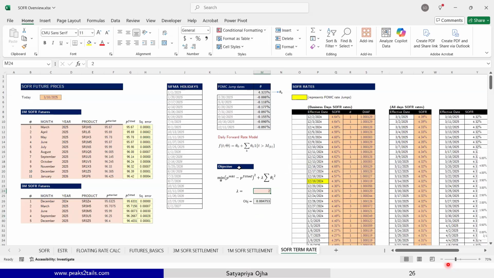How much you want to discourage big jumps is based on the penalization factor that you supply. You minimize this, get the values of theta, which are the jumps, and then you have the forward rate curve and everything. This is the method that CME uses to publish the term rates. You can use any other model you want. But the key input here is the FOMC meeting dates, because we see a clear pattern that the SOFR rate goes through those jumps right after those meetings.